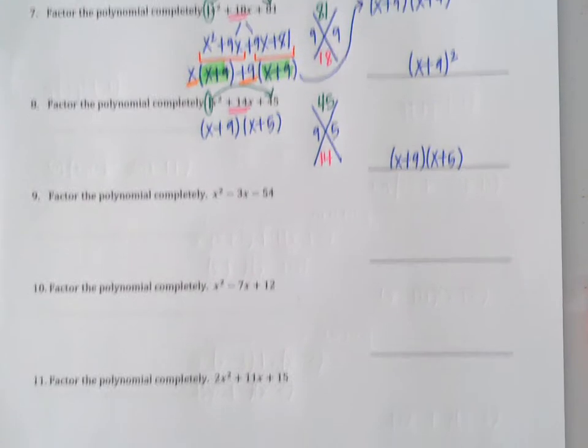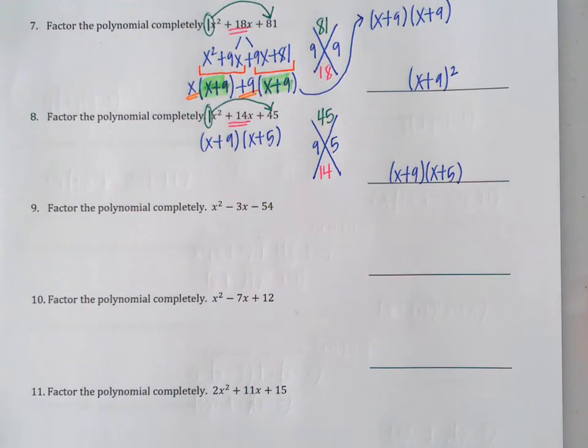Now, let's say you did want to split the middle term just like we did on number 7. That's totally fine. You should still get to the same answer. So whatever method you feel most comfortable with, then do what you need to do.